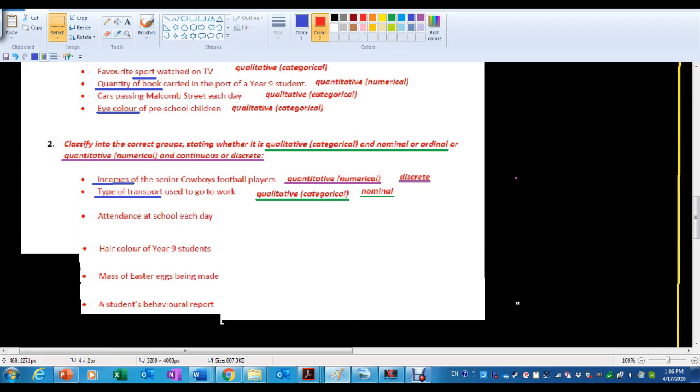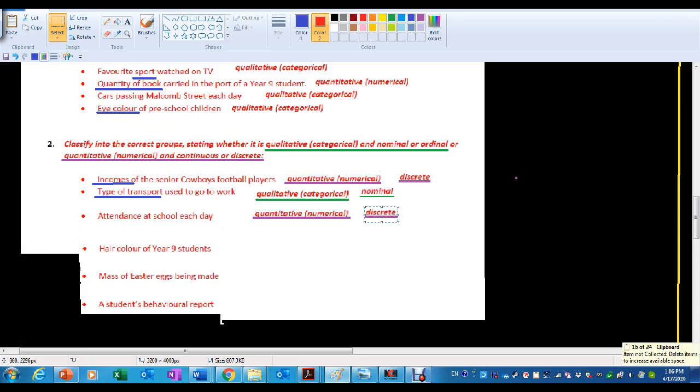Attendance at school each day. So what do we mean by attendance? That means the number of students going to school, attending the school each day. So it's about numbers, right? So it should be quantitative. It's about the number of students, all right? And the number of students must be an integer, and integer must be discrete data.